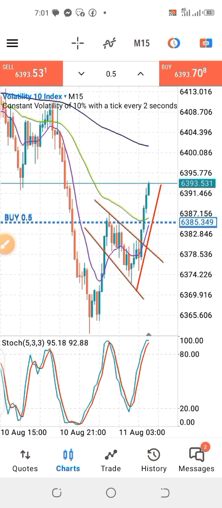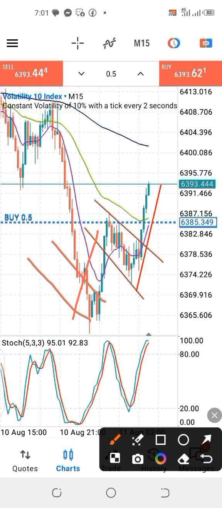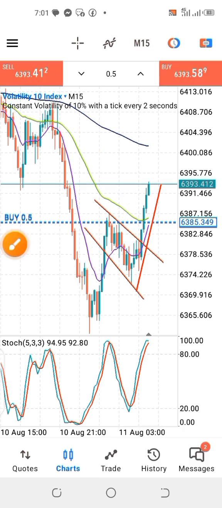So the reason why I took it, as you can see, the line I drew came down like this. So probably the market is going to break up. But if the line is going the other way, guys, let me explain it well so that you understand.